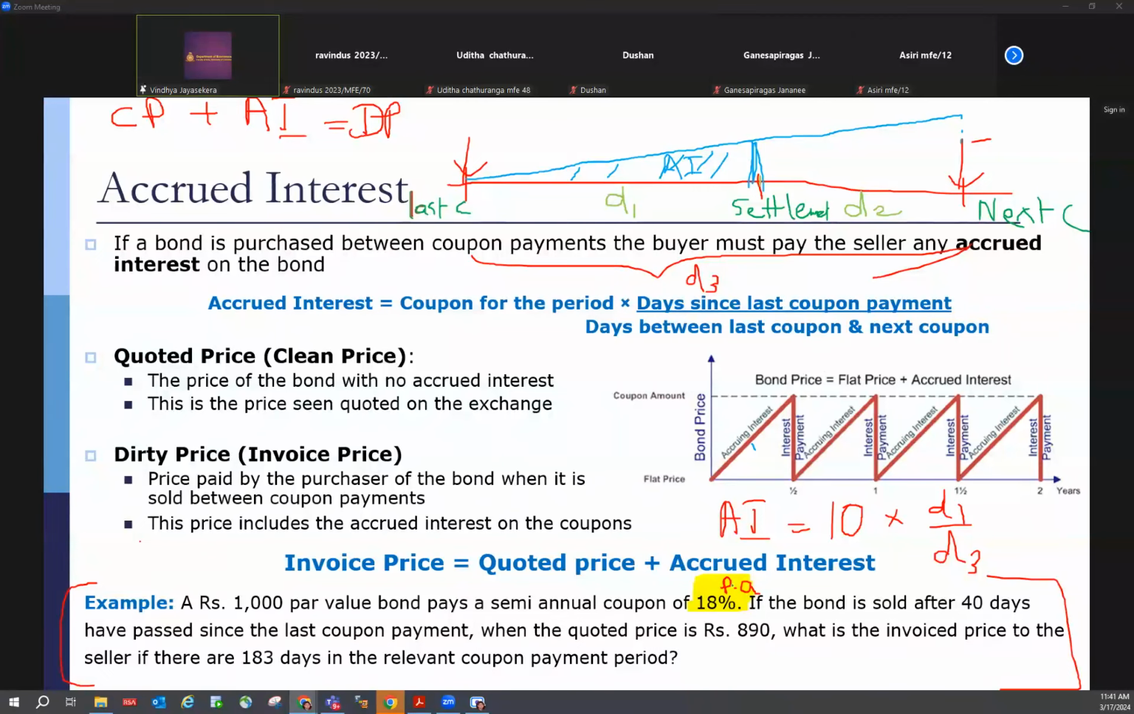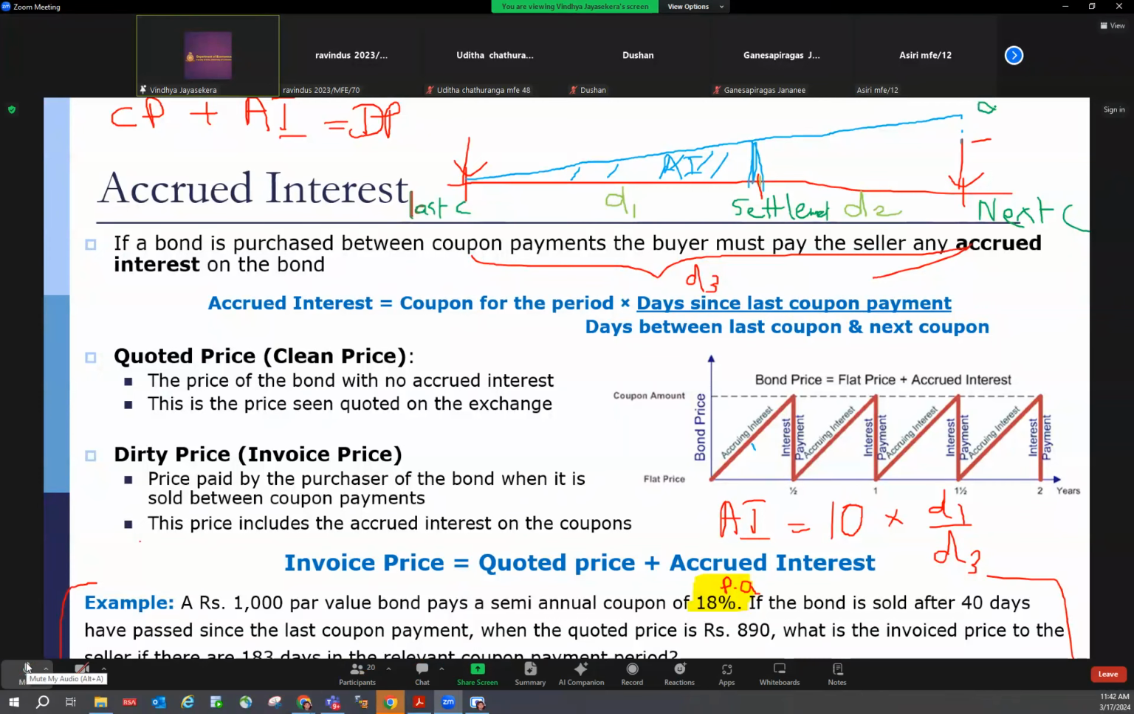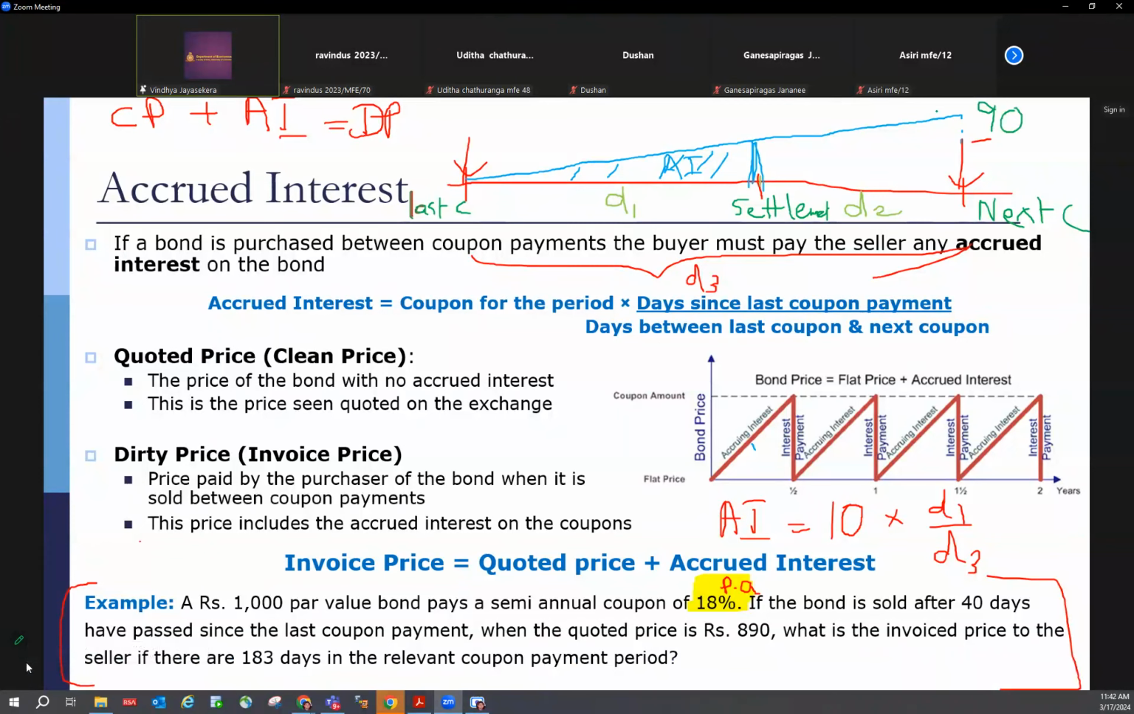The coupon is 18% per annum paid semi-annually. So how much is the coupon? 9%. How much is the coupon? Is it 9? No, it is 90. Sorry, yes, it is 90. So the coupon is 90, and this is the coupon that will accrue from the last coupon date to the next coupon date. I need to know how much belongs to me.